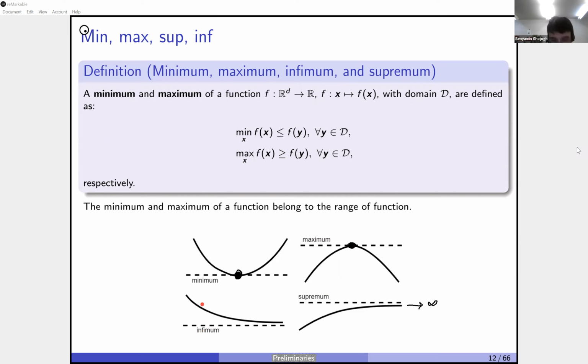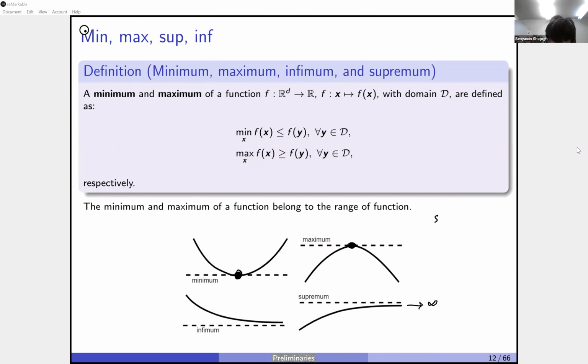Infimum means the largest lower bound. It never reaches that. Again, minimum is a special case of infimum. But infimum is not necessarily a minimum.